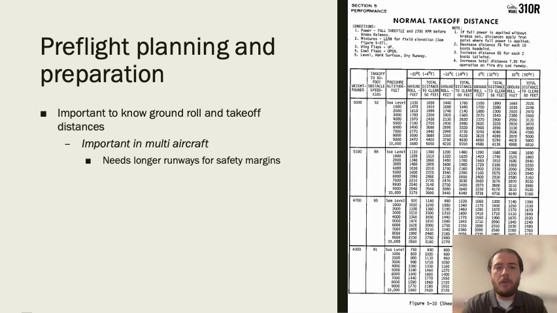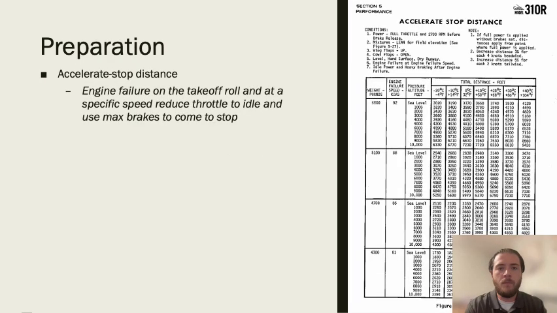So quickly going over the normal takeoff distance charts in the POH for pre-flight planning and preparation. It's going to be important to know our ground roll and takeoff distances. This is going to be much more important in multi-engine aircraft because of engine failure possibilities, and just the distance is going to be longer than if we were in a single engine airplane. So we're going to need longer runways at our airports for increased safety margins.